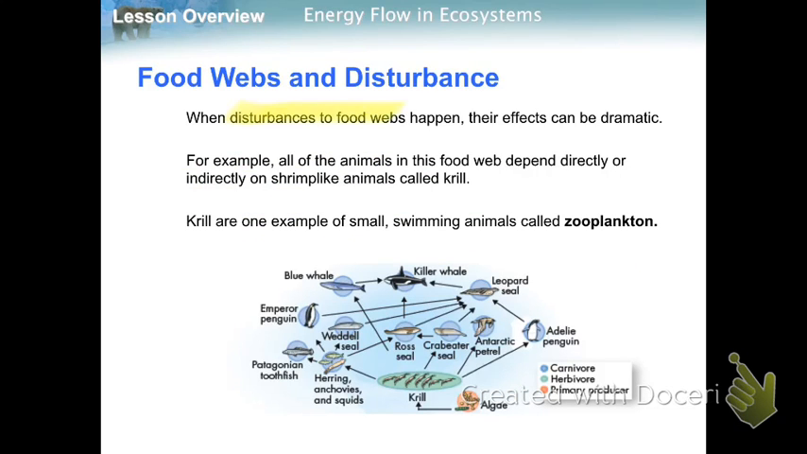Disturbances to food webs can cause big problems. If you look at this food web, all of the animals depend directly or indirectly on shrimp-like animals called krill. Krill are one example of small swimming animals called zooplankton. So phytoplankton were the little plants, the photosynthesizers. Zooplankton are the small swimming animals.